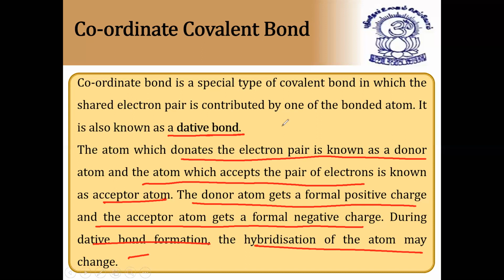And in dative bonds, one species should have at least one lone pair of electrons, and the other molecule should be electron deficient, so it should accept readily. These two species together form ammonia boron trifluoride, and here ammonia is called donor because it is donating lone pair of electrons, and BF3 is called acceptor. On the whole, the bond is called dative bond or coordinate covalent bond.